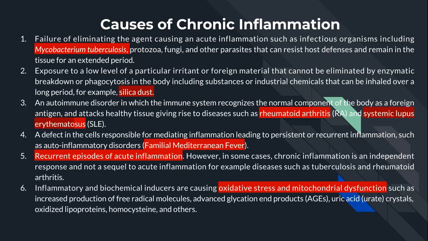Then we have exposure to low-level irritants and foreign materials. We have also autoimmune disorder, when the immune system attacks the body itself in the form of autoimmunopathology. We also have a defect in the cells that control inflammation. It's an important cause, and it is mostly genetic in nature. So when the cells that are supposed to regulate inflammation are defective, it will proceed in a harmful manner. Then we have acute inflammation being recurring. If it's repeatedly experienced, then it can lead to chronic inflammation.